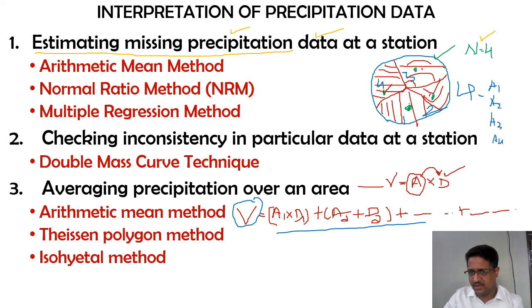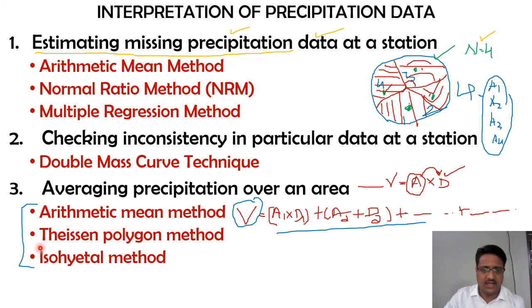So how are you going to determine these 4 areas? For that you are going to use these 3 methods. The first method of determining the effective area is the arithmetic mean method. Second, we have the Thiessen polygon method. And the third one is the isohyetal method. Arithmetic mean, Thiessen polygon and isohyetal method.